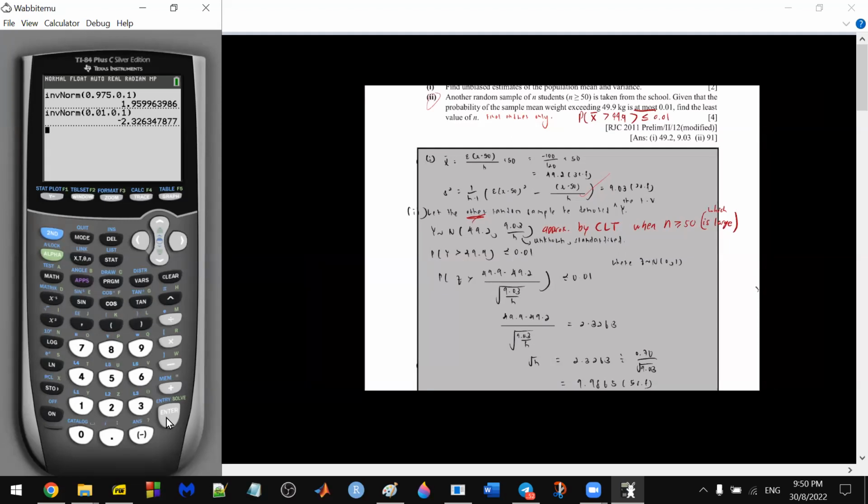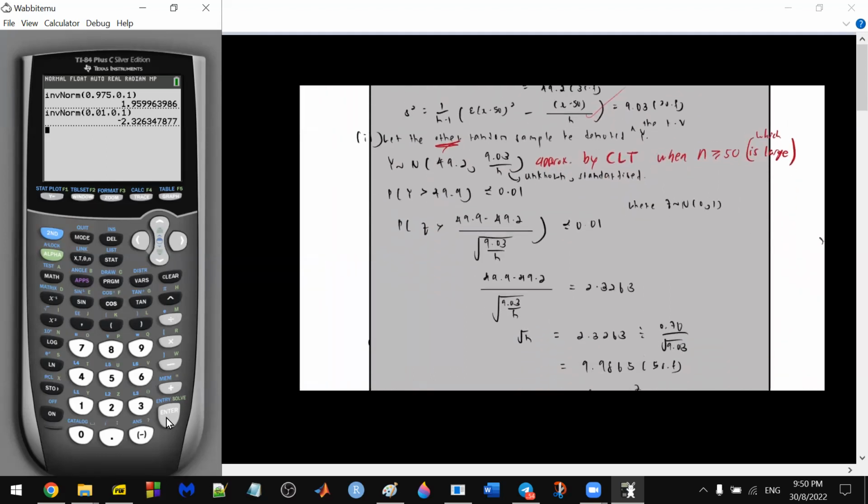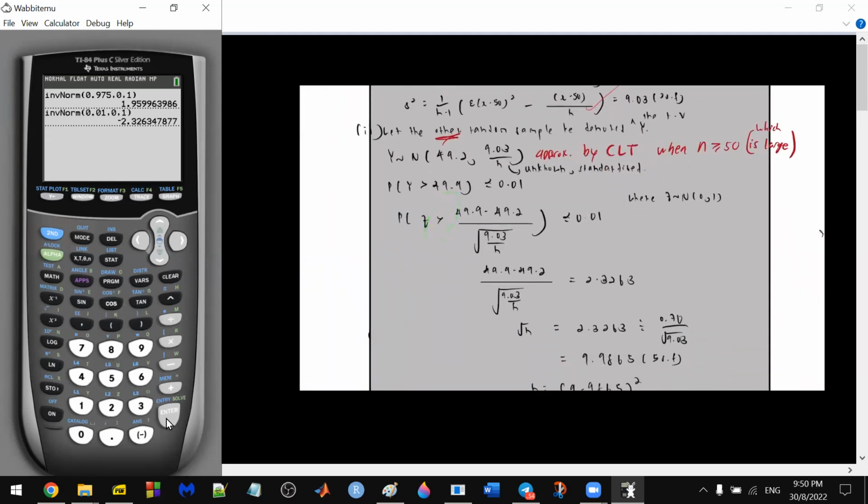Right. This is more than, right? So you use right tail inverse. Okay. Sorry. Right, it should be 0.99. Okay, my old calculator, I should be using 0.99. Sorry. Yeah, 2.32 is fine.